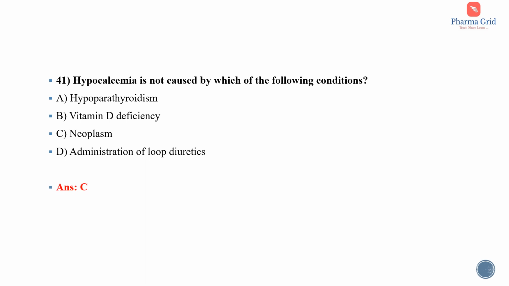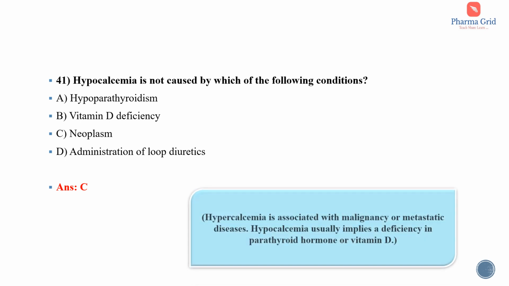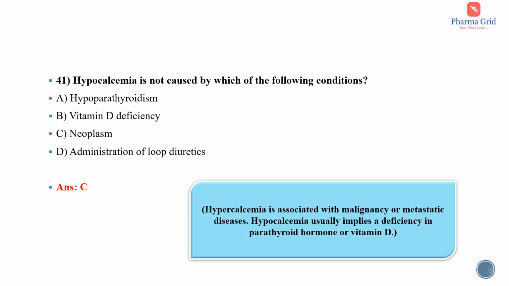Remaining all other conditions, that is hypoparathyroidism, vitamin D deficiency and administration of loop diuretics, these conditions are all associated with the hypocalcemia. Exception is neoplasm or cancer. Hypercalcemia is associated with malignancy or metastatic diseases. Hypocalcemia usually implies a deficiency in parathyroid hormone or vitamin D.